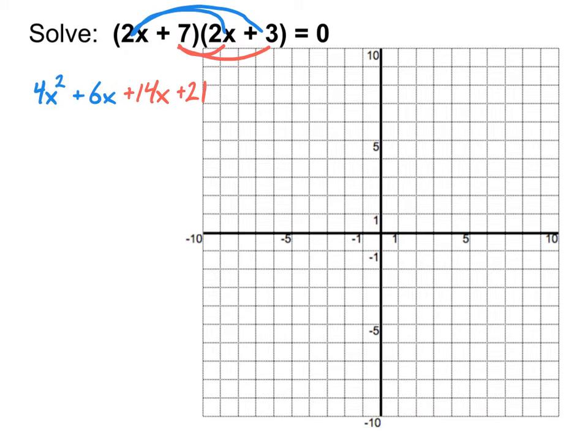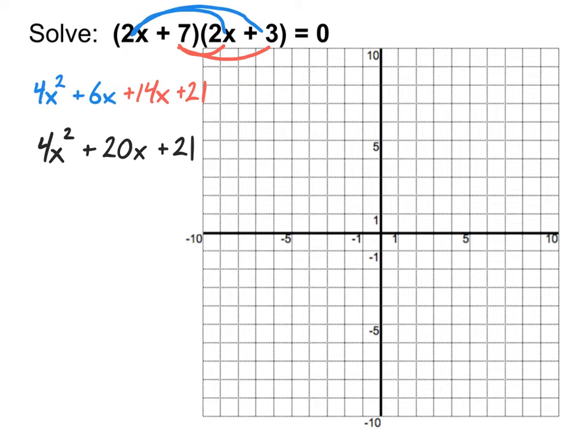And so when we just multiply everything in the first by everything in the second, we end up here. But then, yes, we can go ahead and simplify. We do want to simplify by combining like terms. So you should be getting 4x squared, the 6x and the 14x combined. So that's going to be plus 20x plus the 21.